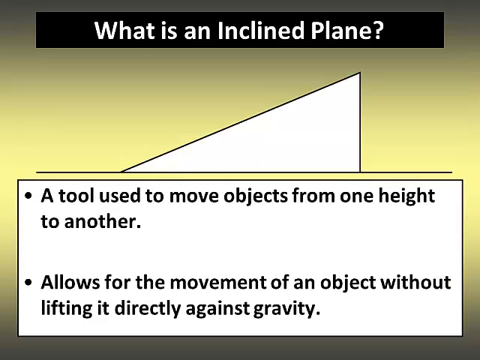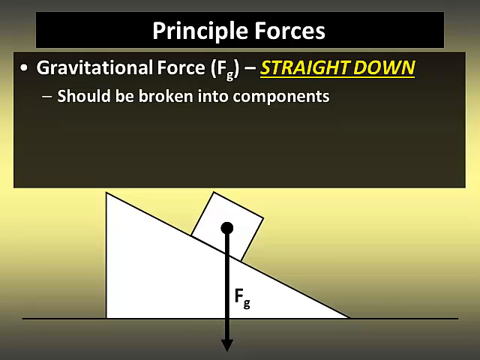Inclines. What is an inclined plane? A tool used to move objects from one height to another, allows for the movement of an object without lifting it directly against gravity. Now, inclines are a bit more complicated. Right? The gravitational force always points straight downwards, but it should be broken into components.